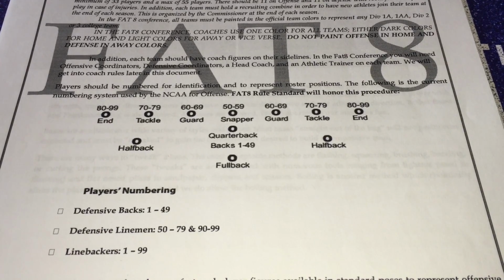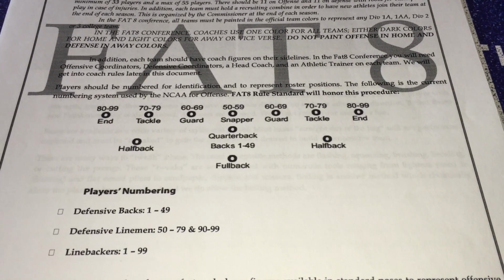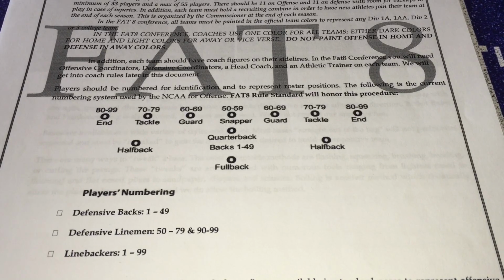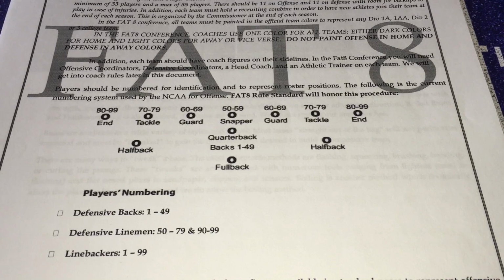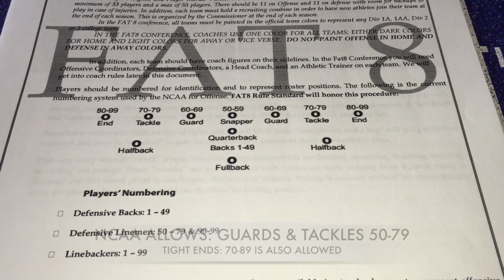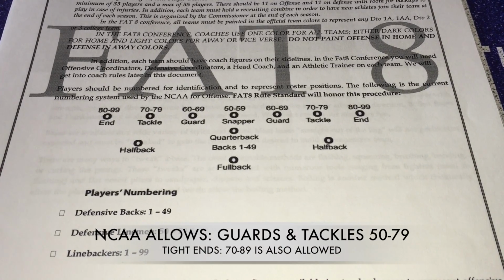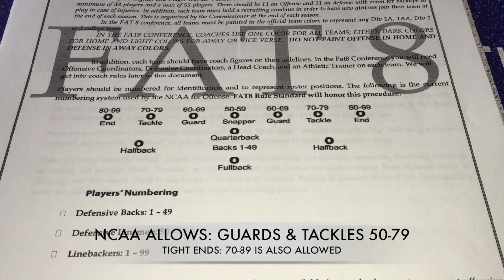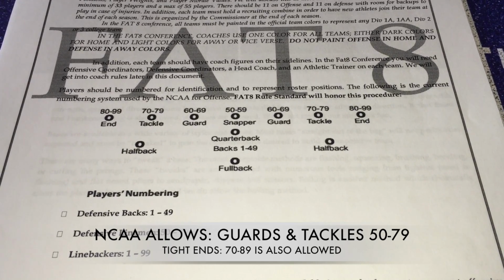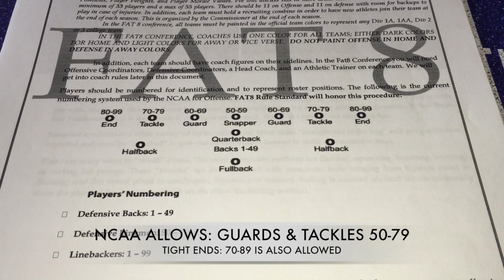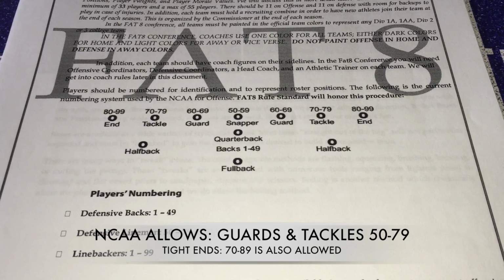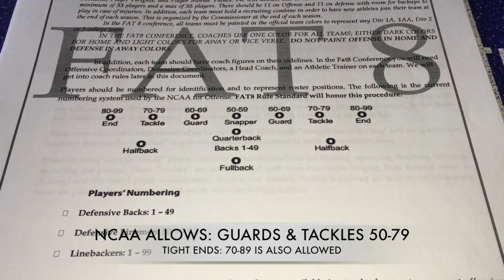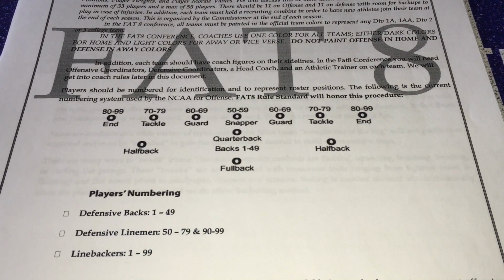Okay, so now let's move to the offensive line. Your snapper or your center is 50 to 59. Your guards, both guards, 60 to 69. Tackles, 70 to 79. There are some exceptions here. I have seen teams with tackles that also use the 60 to 69 bracket. The NCAA hasn't made a big deal about it, so a lot of teams are still doing it.